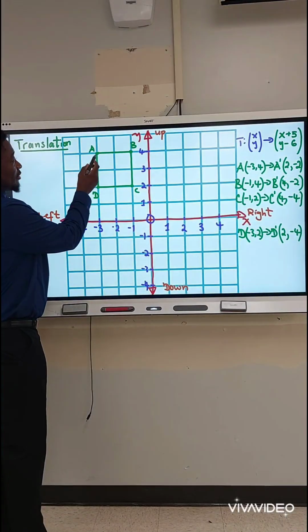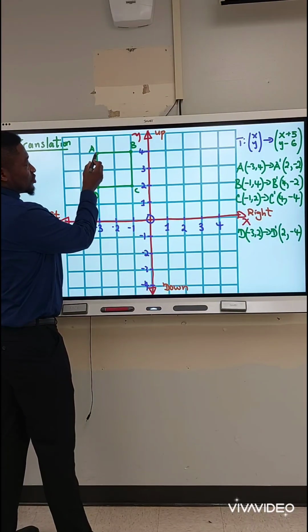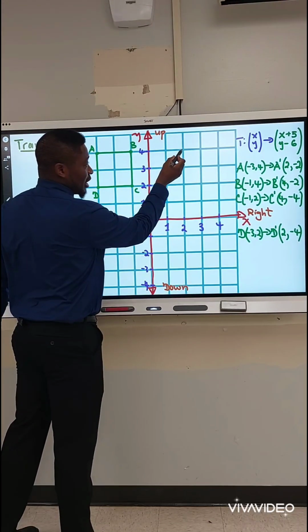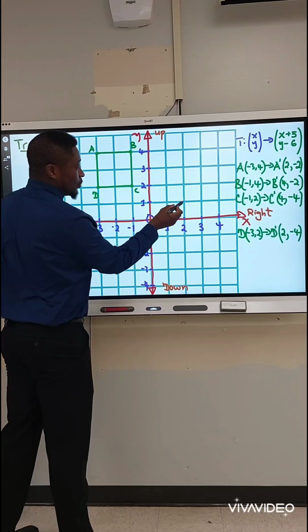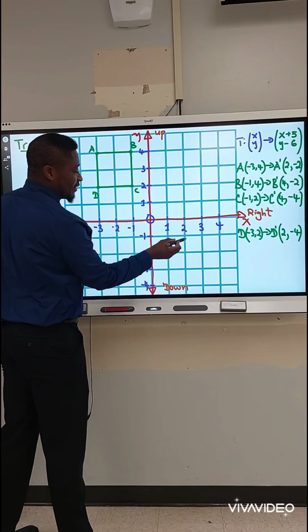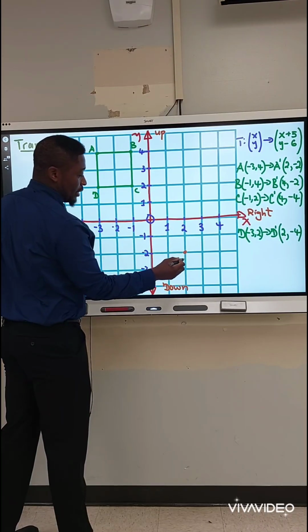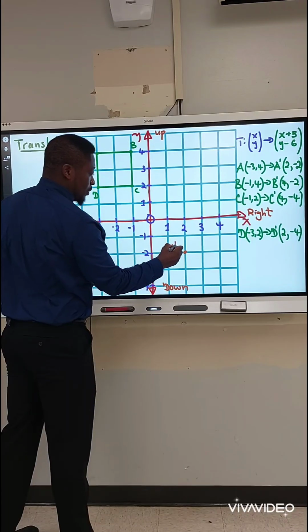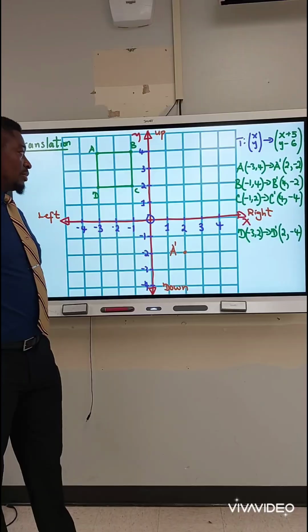So let's start off with A. We have to move 5 times to the right and then down 6. So we go 1, 2, 3, 4, 5. We don't put a dot here yet. We go down 6 times: 1, 2, 3, 4, 5, 6. This is where our new coordinate of A, which is A prime, is going to be.